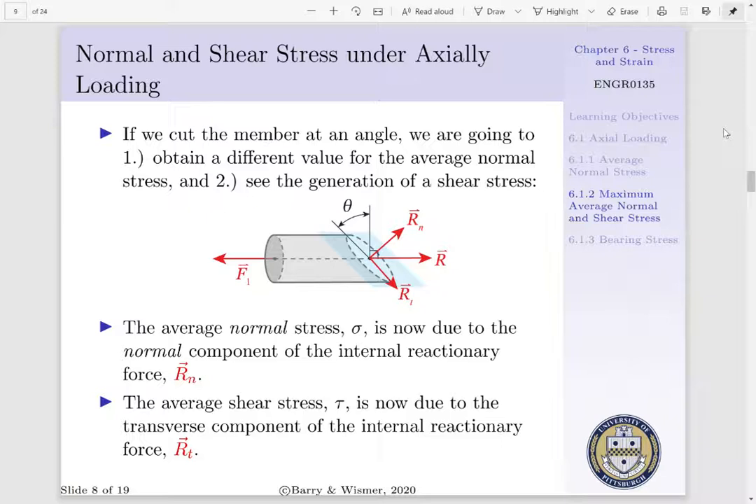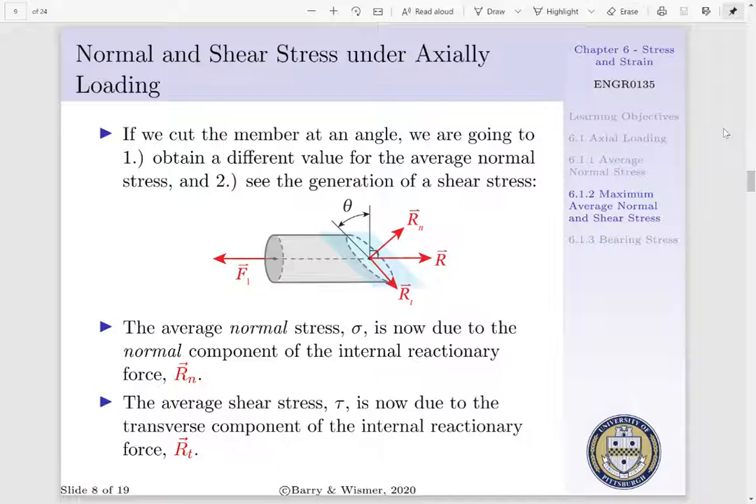In our previous example, our cut plane was parallel to the ends of our member. Now if we cut our member at some angle theta as measured from our vertical, we are going to first of all obtain a different value for our average normal stress, and we're going to see the generation of a shear stress. This is indicated in the image below.